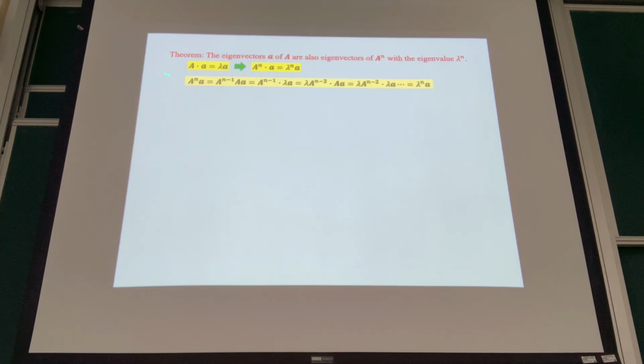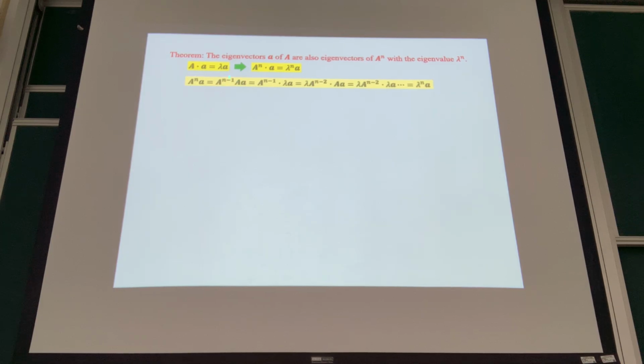Okay, so let me try. I multiply A to the nth matrix to the eigenvector. I can separate this A to the nth into two parts: A to the n minus 1 times A. I think it's okay with everybody.